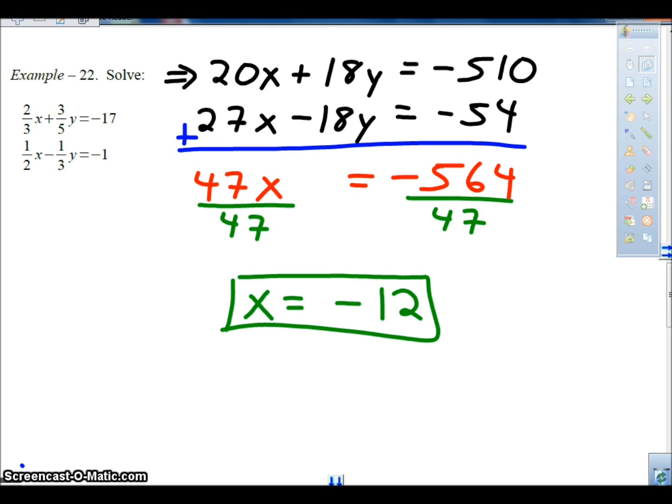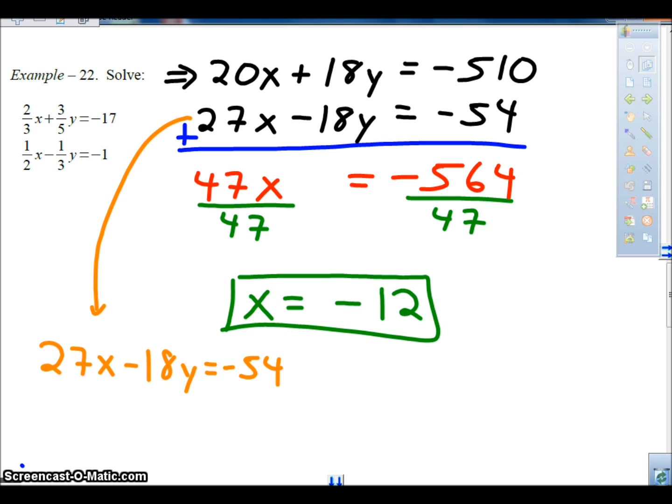All right, so now that we have our value for x, we want to find the corresponding value for y. We want to plug that into one of our original equations. But I wouldn't go back to the very, very original equations like we did in the previous examples because those had a bunch of fractions and I really don't want to deal with all those fractions. So I would plug this negative 12 back into either the set that we have on the screen right now or the set just previous to that where there were no fractions.